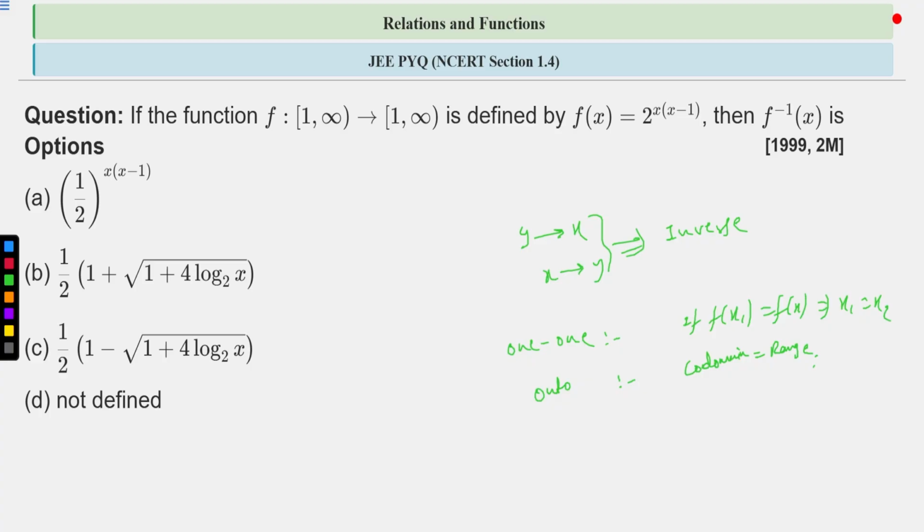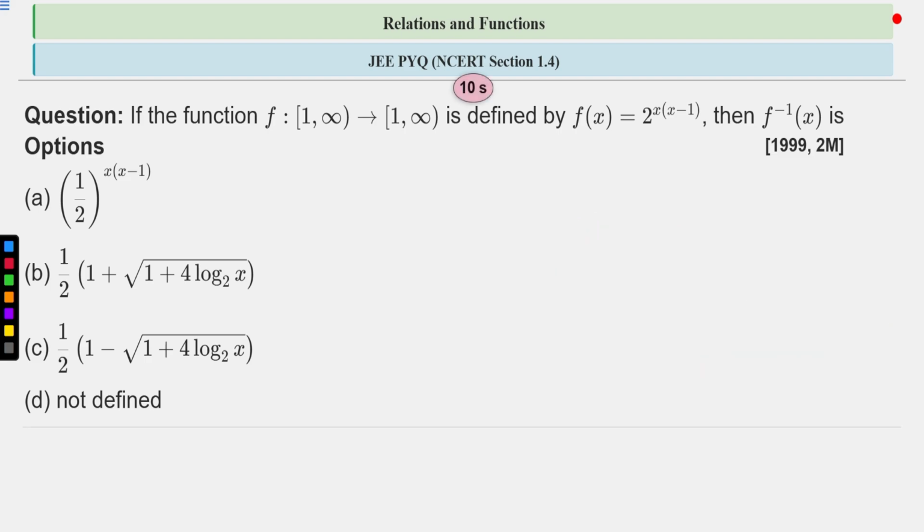So in this way you can try to solve this question or think about this question. You have 10 seconds to solve or think about this question. After that we will discuss the solution part.